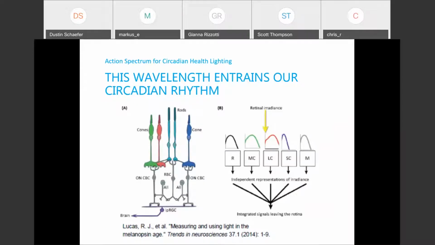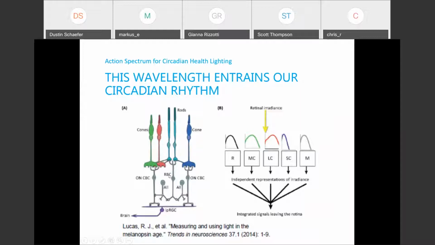So here's another diagram. The wavelength entrains our circadian rhythm, and the diagram on the left shows a cross-section through the cones and rods, which we are familiar with. For visual perception, there are cones that are sensitive to green, red, and blue light, medium, long, and short wavelengths. The rods are sensitive to lower light levels.